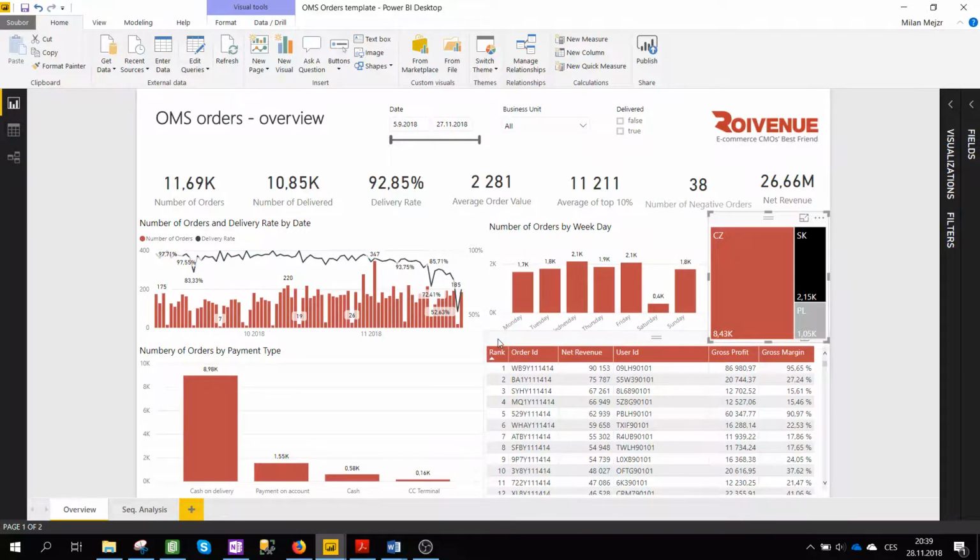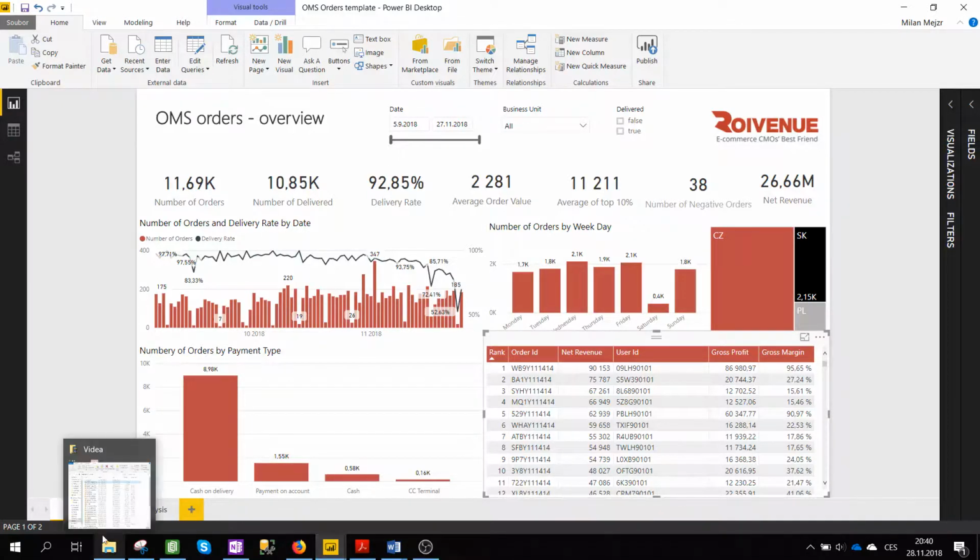The last visual on this page is the table with order ID, net revenue, user ID, gross profit, and gross margin. It is ordered by the highest revenue. So these are the orders with the highest revenue. User ID and order ID are here because for some reason you can use them in your system for further analysis.